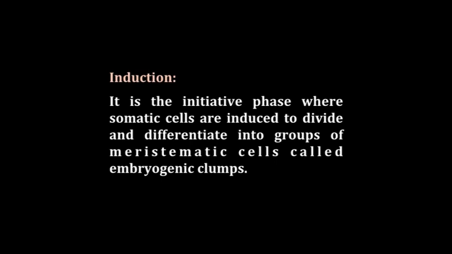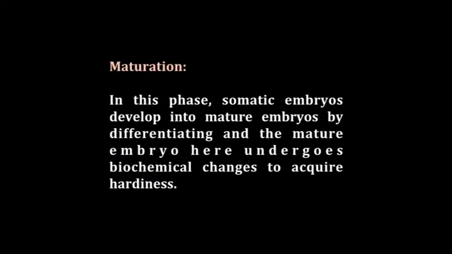Somatic embryogenesis involves three distinct steps. The first step is induction. It is the initiative phase where somatic cells are induced to divide and differentiate into groups of meristematic cells called embryogenic clumps. The second step is maturation. In this phase, somatic embryos develop into mature embryos by differentiating, and the mature embryo here undergoes biochemical changes to acquire hardiness. The third step is conversion. In this step, embryos germinate to produce seedlings.